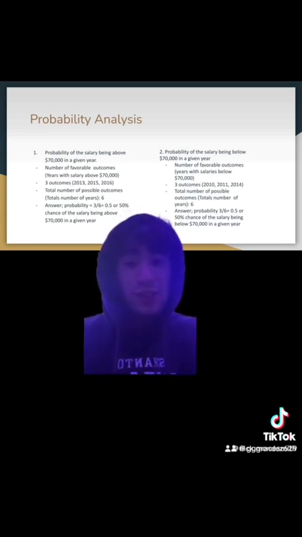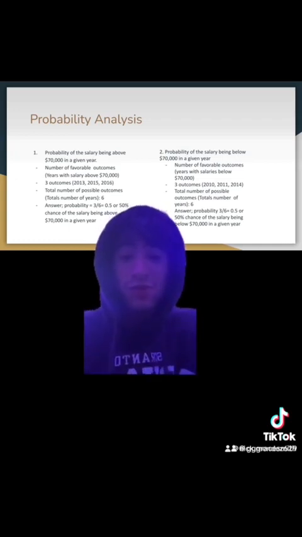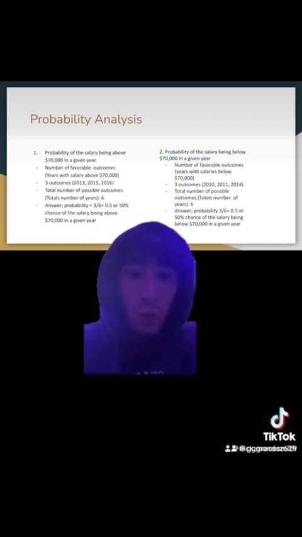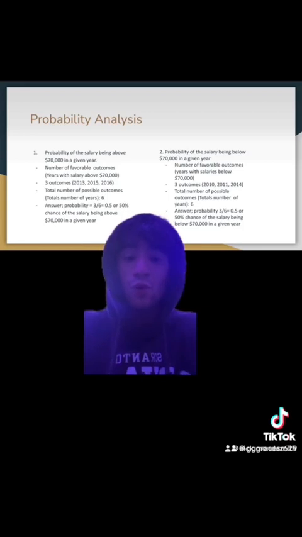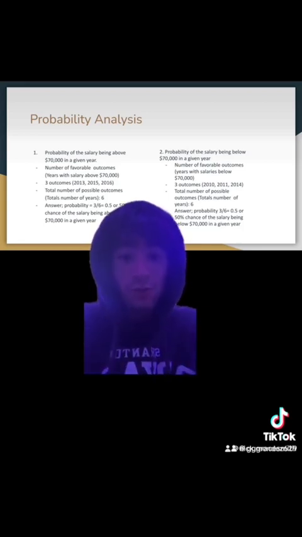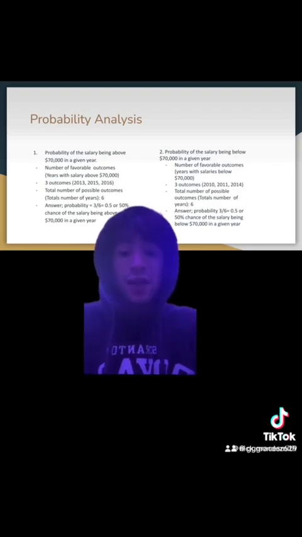The second one discusses below 70,000 a year. The three outcomes include 2010, 2011, and 2014. There are 6 total outcomes. The answer is 3/6, 0.5, or 50% of the outcomes are under $70,000 a year.